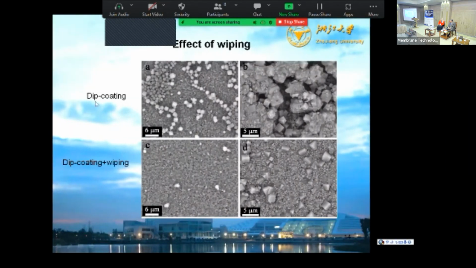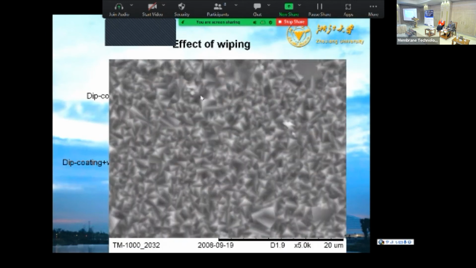This slide shows if we just do dip coating, the seed layer is not uniform and the membrane is defective. If we do the extra wiping process, we can get a very uniform and continuous membrane layer. Although the seed layer is not continuous, there are very small seeds on the surface, we believe. So this one shows a very uniform membrane layer in the large image.